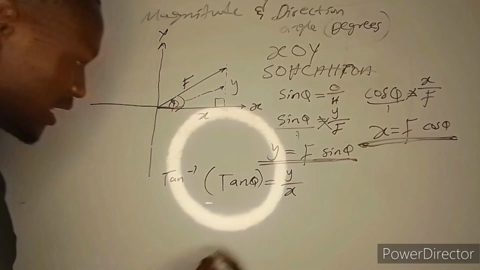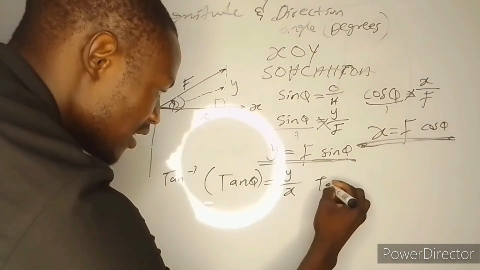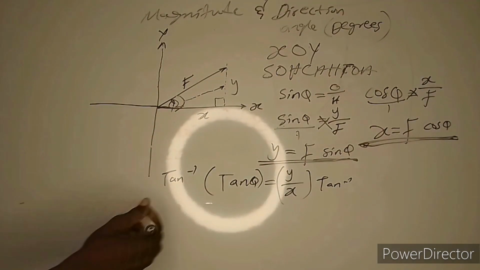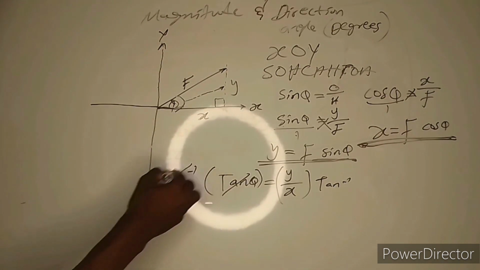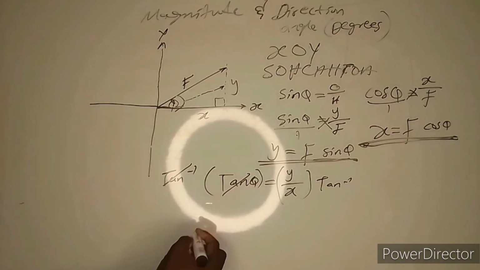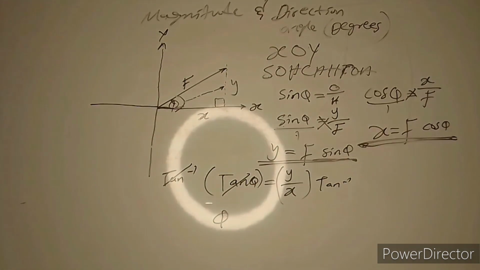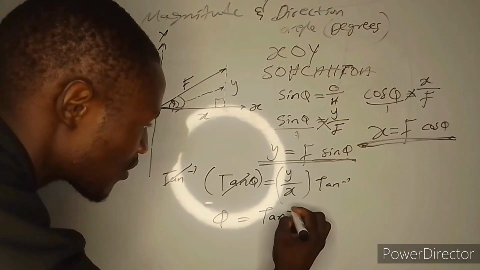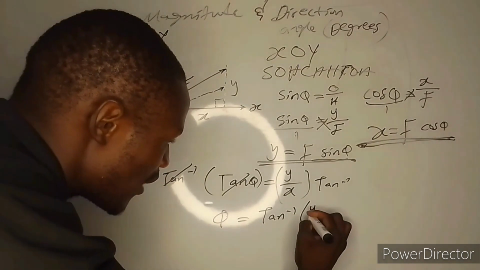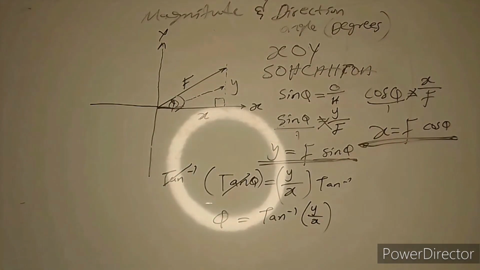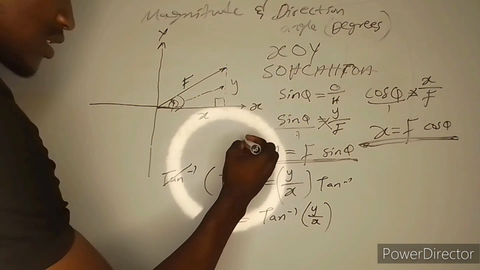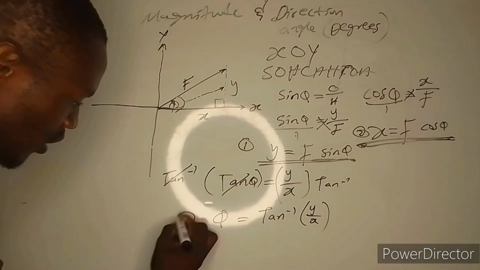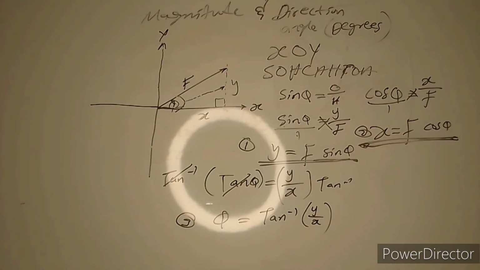We put this in brackets, and the tan inverse this side, we put these in brackets. So you find that this tan and this tan will cancel. Then we're going to remain with theta, which is equal to the tan inverse of y over x, as our third equation. So this is our first equation, second equation. This one is our third equation.